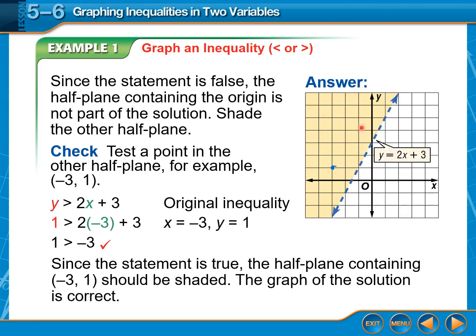We've correctly done it. We took the inequality, we created the boundary line using y equals mx plus b, slope-intercept form, and then we tested points on either side of the boundary to see which was true and which was false. 0, 0 was false, -3, 1 was true, which means everything on this side of the boundary line is a possible answer to our inequality.